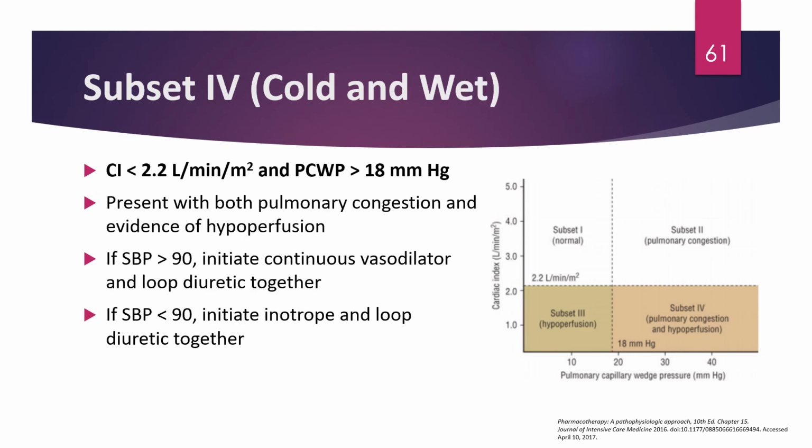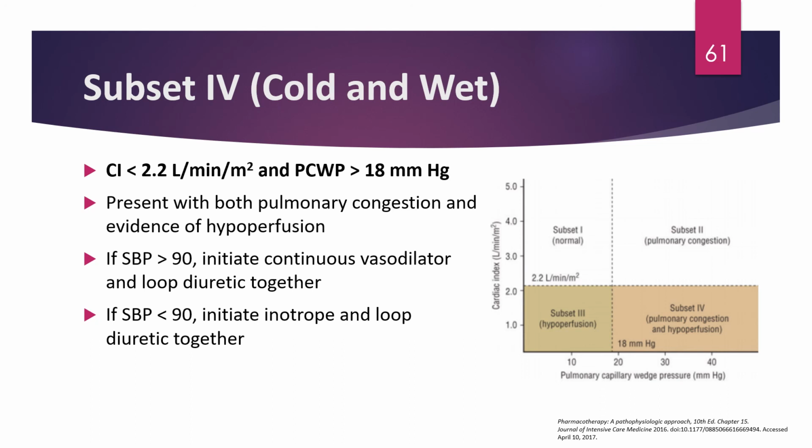Subset 4. Just what we talked about on the previous slides. Basically, you treat the wet part with diuretics generally, loops being first line. If your blood pressure is good, you do that with a vasodilator like nitroglycerin or nitroprusside. If your systolic or your MAP is bad, you're going to do an inotrope, because basically those vasodilators are going to lower your blood pressure much faster than an inotrope would.